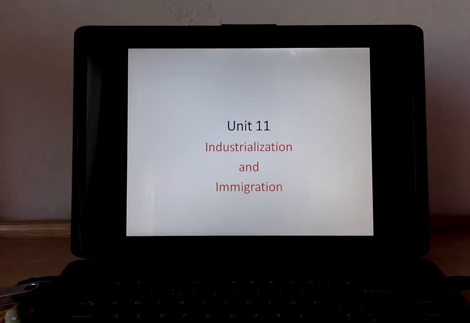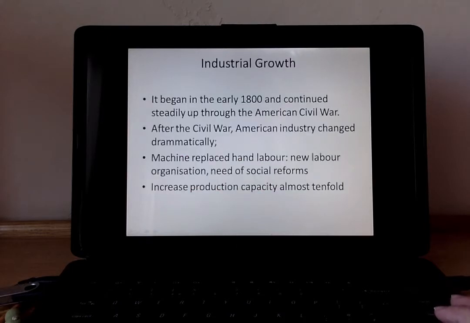Hello, good morning. This morning we will study Unit 11, that is about industrialization and immigration. It's a very dense chapter of American history, and I will take you through. So let's see how industrial growth moved on. It began in the early 1800s and continued steadily up through the American Civil War.